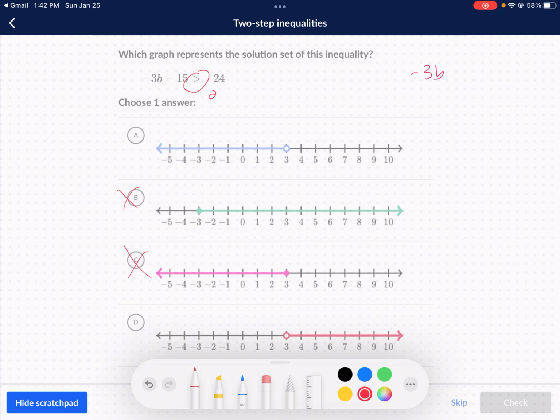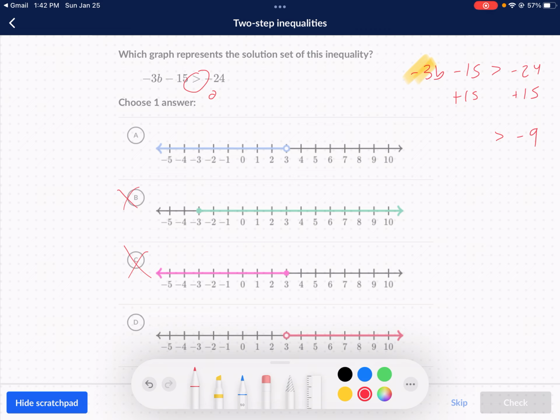So I have negative 3b. An alarm should be going off. I've got a negative sign in front of my b, so I'm going to have to flip the sign. Minus 15 greater than negative 24. I need to add 15. That gives me, oops, sorry, I flipped the sign. I don't know why I did that. I get negative 9, right? Negative 9 gives negative 24.